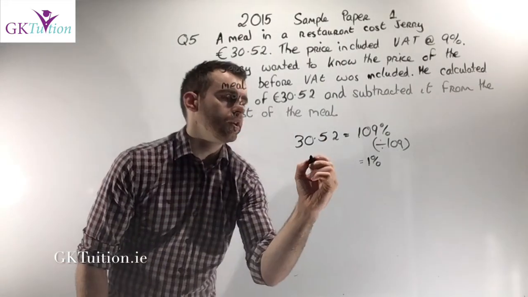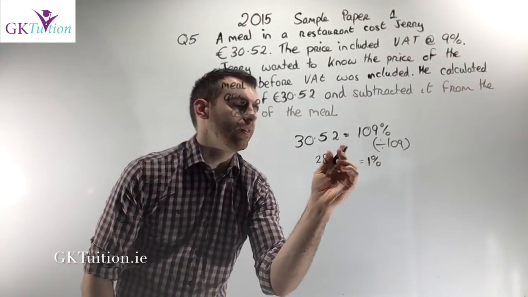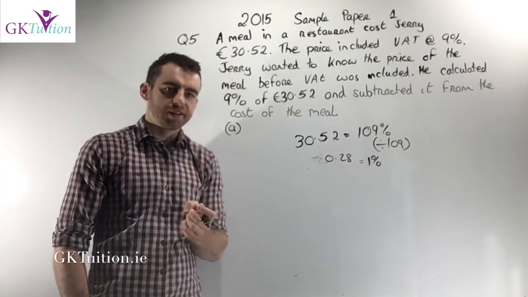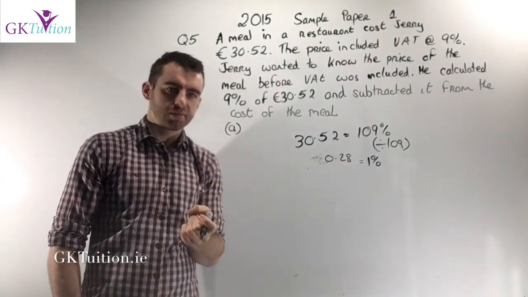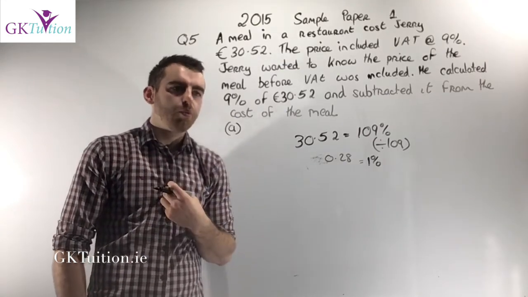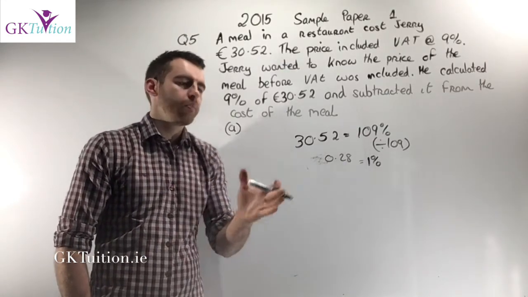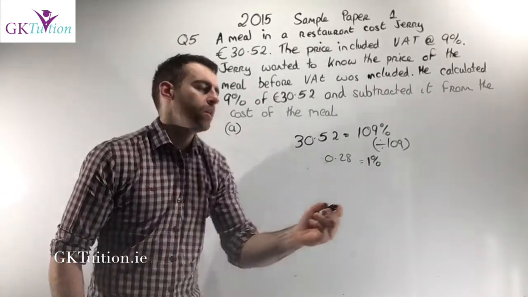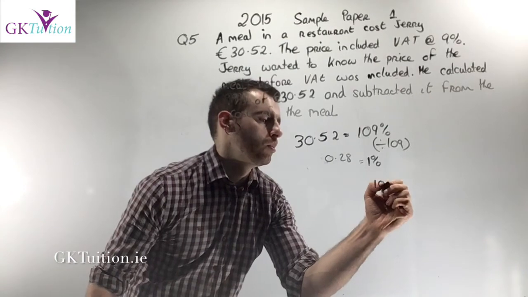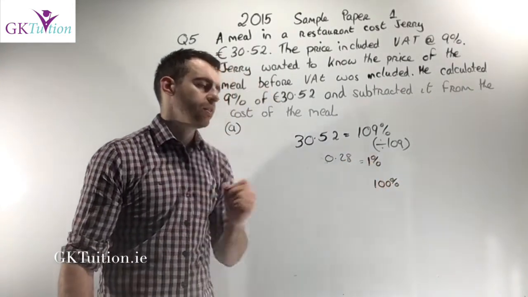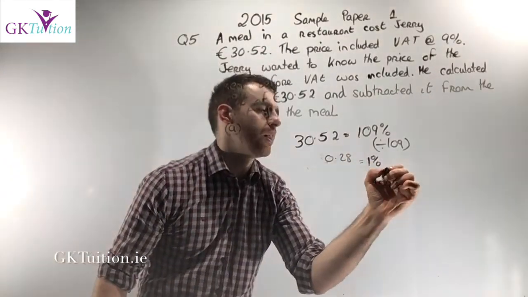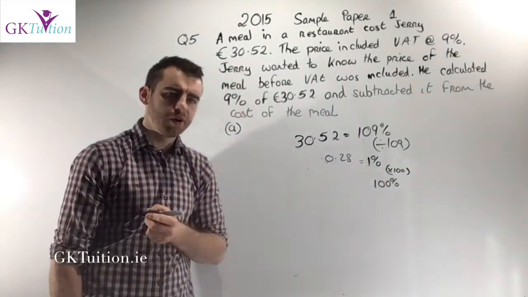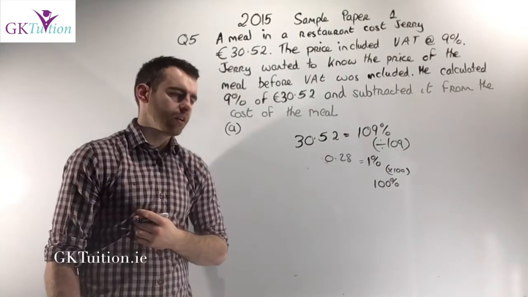€30.52 divided by 109 gives me 0.28. So 1% of the price of this meal was €0.28. And what I want to find is what 100% of the price of the meal was. I want to know how much this meal would have cost before VAT was included. So obviously I need to get 100%. If I know 1%, in order to turn it into 100%, you just simply multiply by 100. If you're multiplying the right hand side by 100, you should also multiply the left hand side by 100.